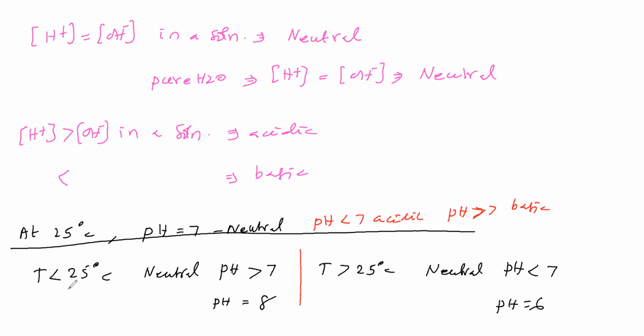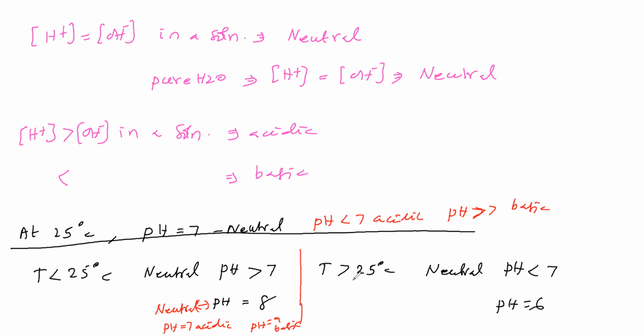Now, if the temperature is less than 25 degrees Celsius, the pH of a neutral solution is greater than 7. For example, pH is equal to 8 for a neutral solution. Then, as per this point, if you take pH 7, that is acidic. If you take pH 9, that is basic.